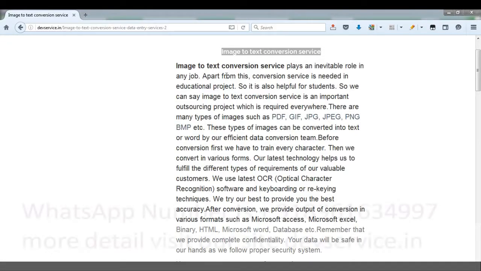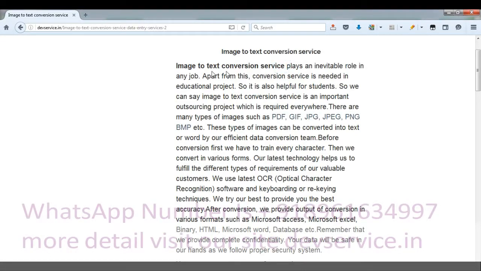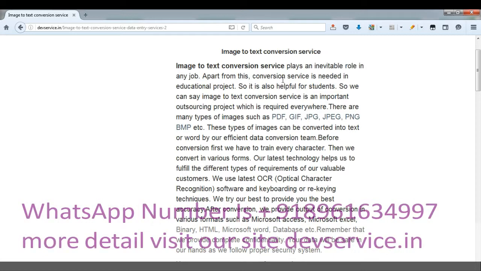Image to text conversion service. Image to text conversion service plays an inevitable role in any job. Apart from this, conversion service is needed in educational projects, so it is also helpful for students. So we can say image to text conversion service is an important outsourcing project which is required everywhere.